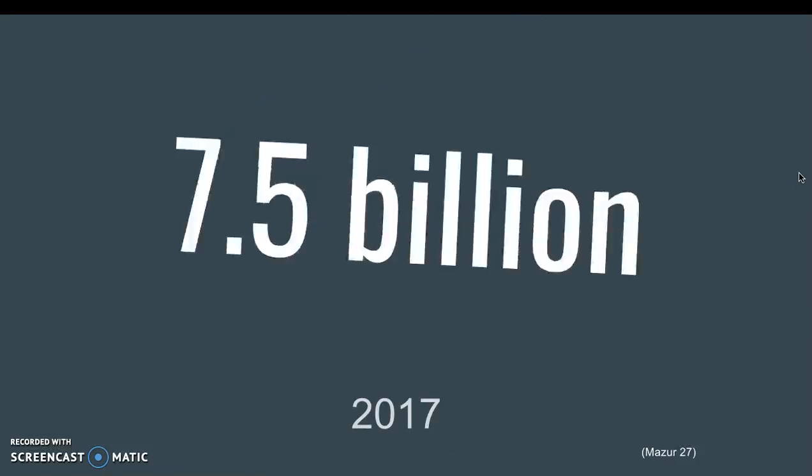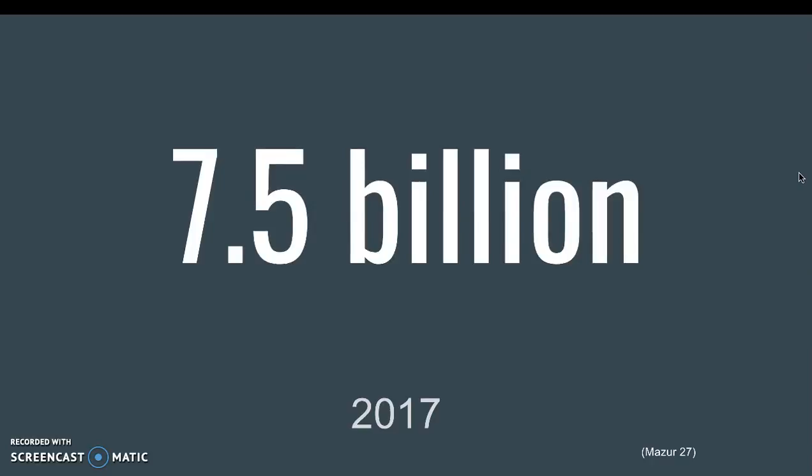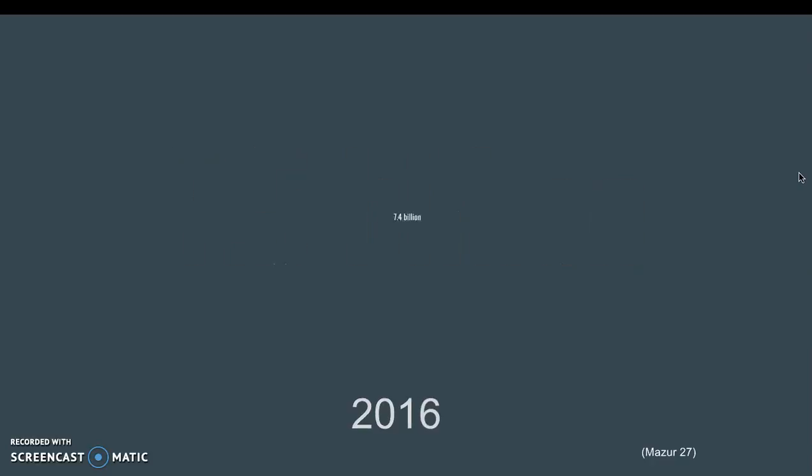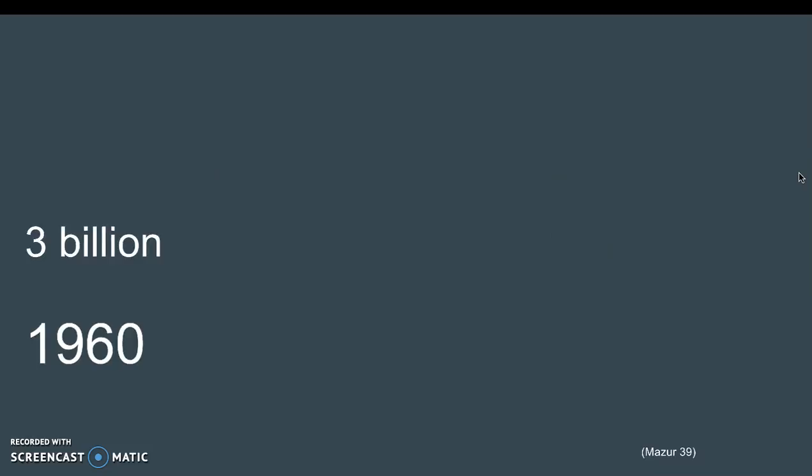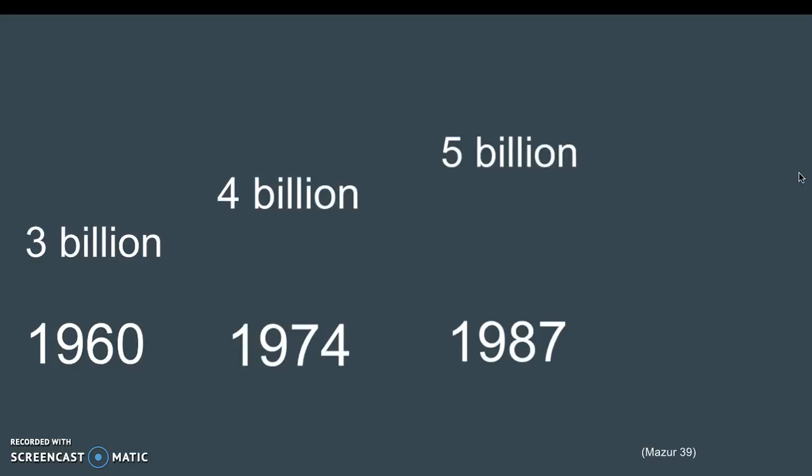The global population is currently estimated to be around 7.5 billion people. In 2016, the population was at 7.4 billion people. This is a stark increase in global population. For comparison, in 1960, global population was 3 billion people. In 1974, population was at 4 billion people. In 1987, the population was at 5 billion people. By 1999, that number was at 6 billion people.